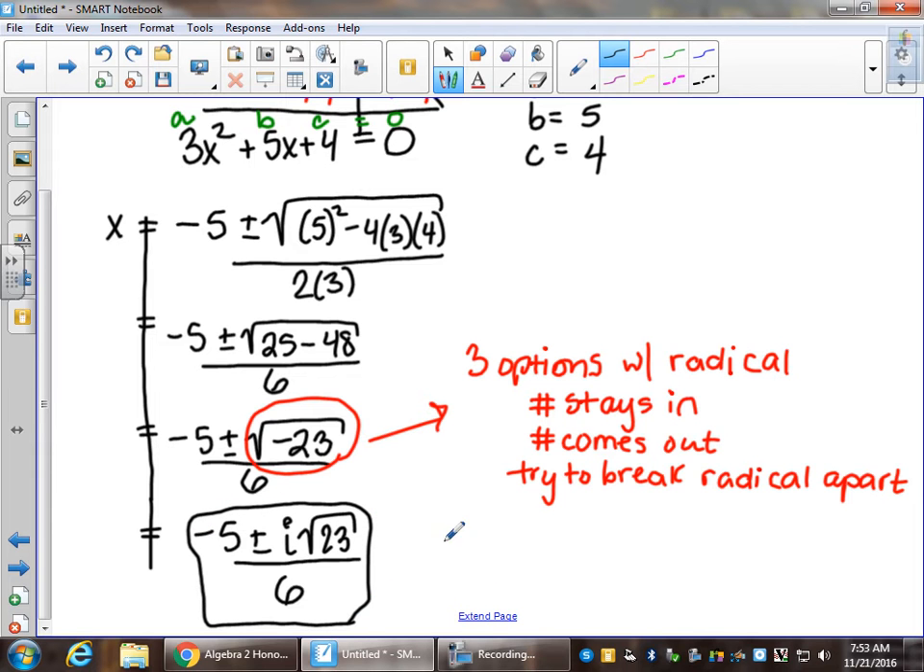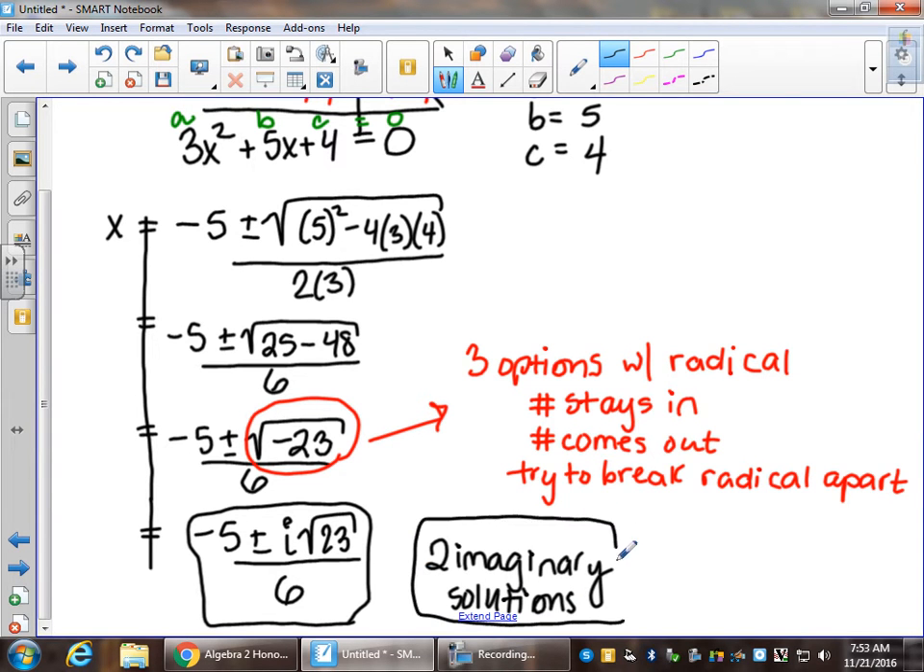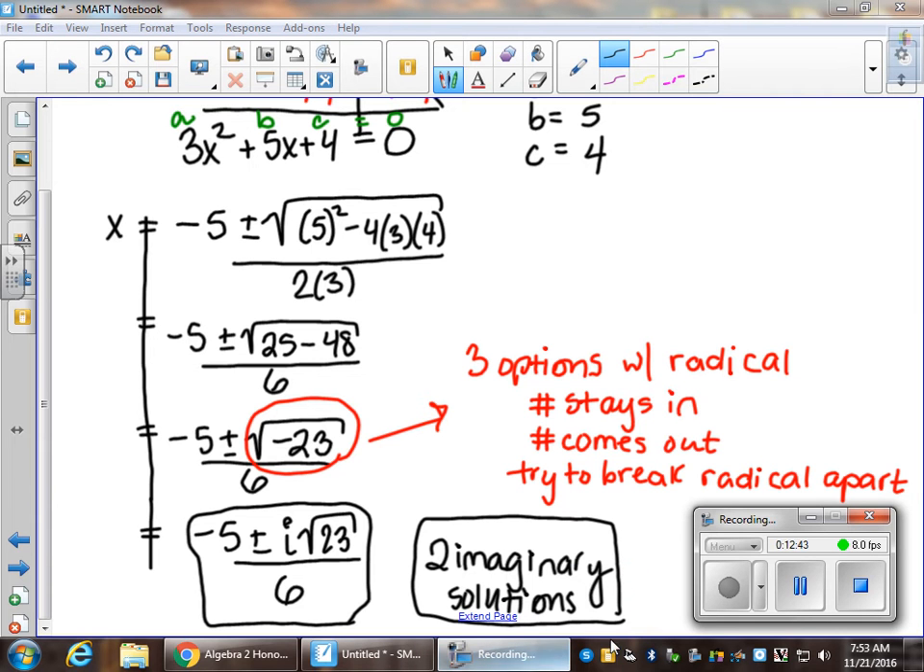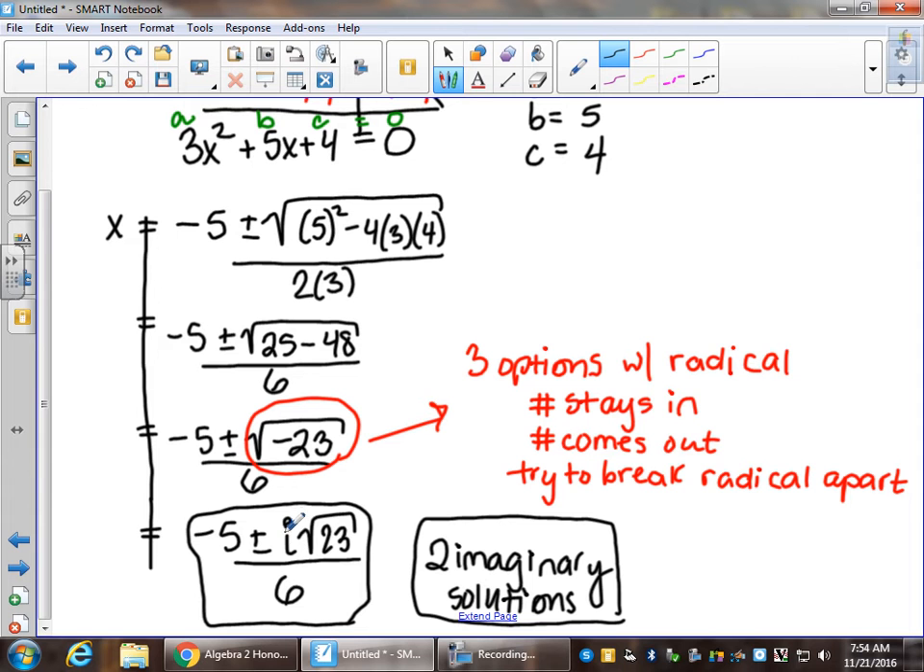And it means that we have two imaginary solutions because i is involved. Keep in mind that this i came from taking the square root of this -1 under the radical. It does not have anything to do with this plus or minus in between. Let's take a look at example 2.